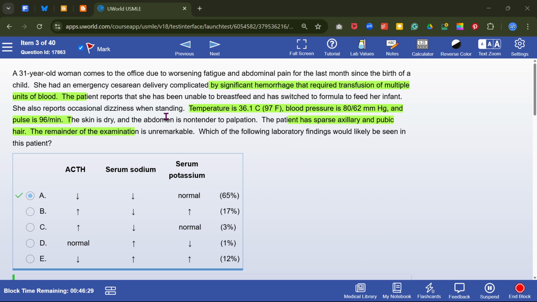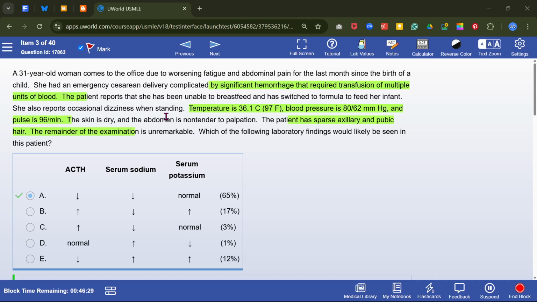A 13-year-old woman comes to the office. Why? Due to worsening fatigue and abdominal pain for the last month since the birth of the child. She had an emergency cesarean delivery complicated by significant hemorrhage that required transfusion of multiple units of blood. So PPH, postpartum hemorrhage, actually happened.